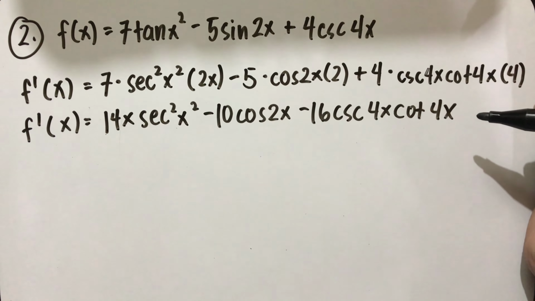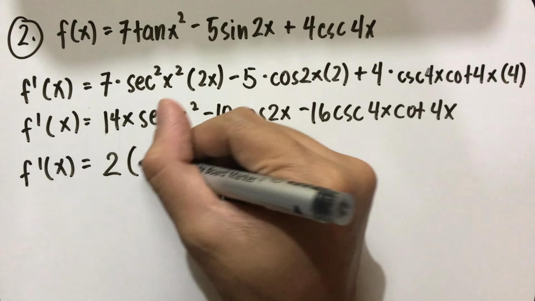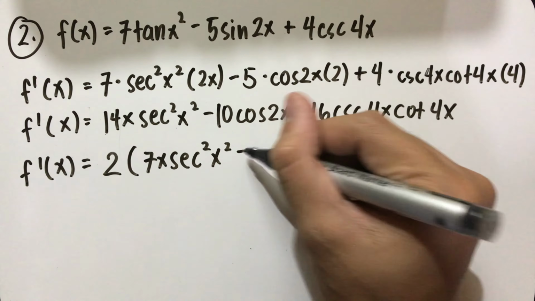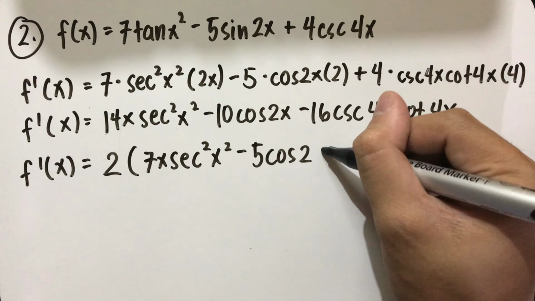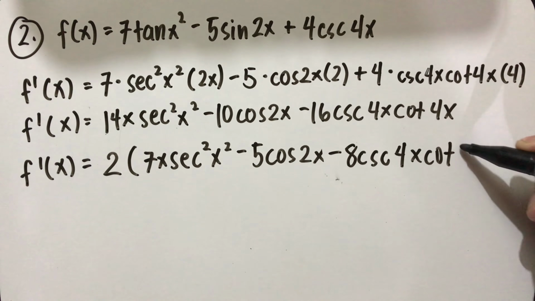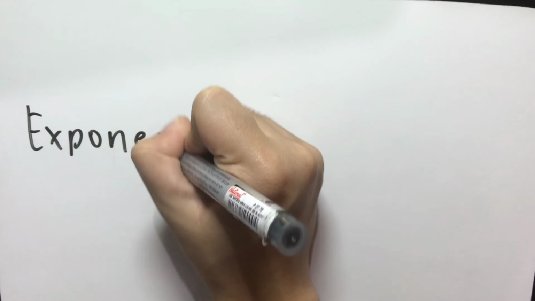And by factoring out the 2, f prime of x is equal to 2 times the quantity 7x secant squared x squared minus 5 cos 2x minus 8 cosecant 4x cotangent 4x. And that's our final answer. Let's move on to exponential functions.